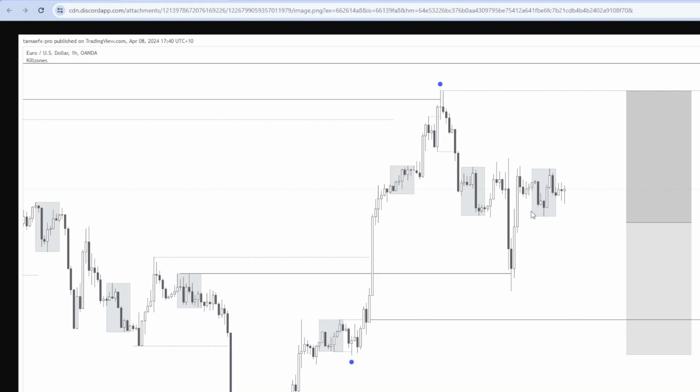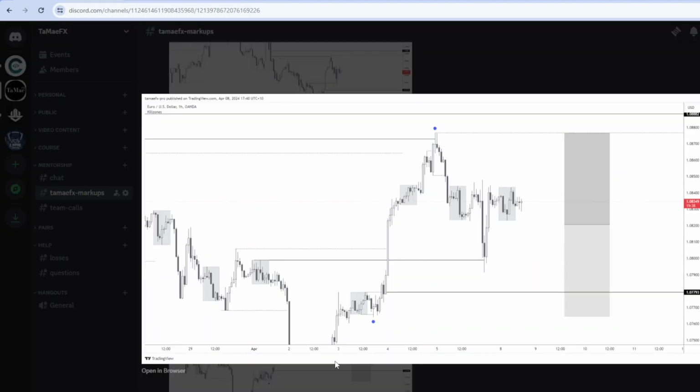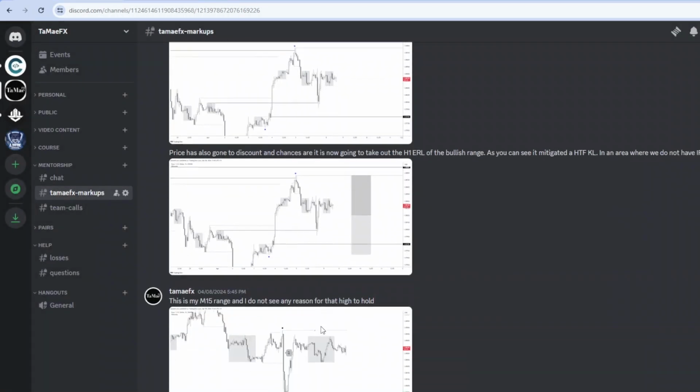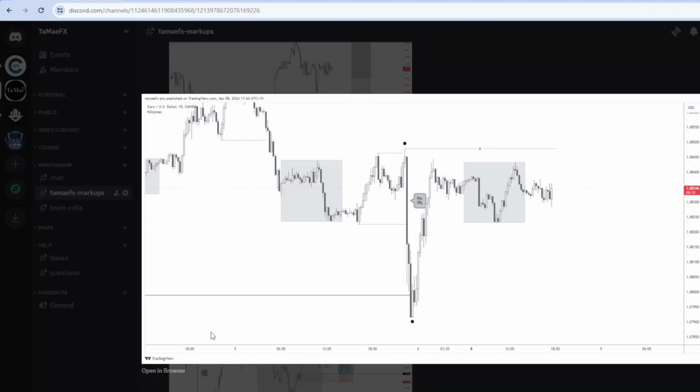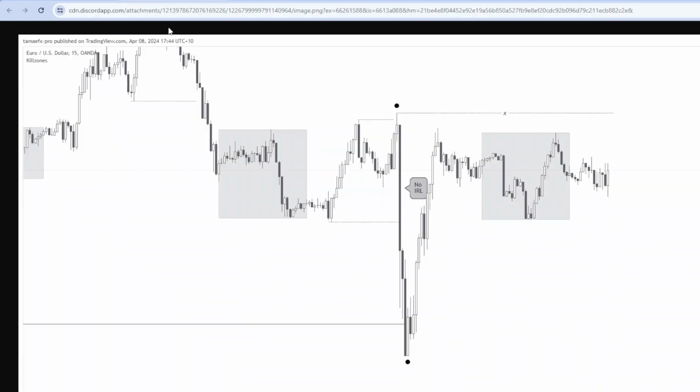So I'll go to my lower time frame to look for price action that can give me a confluence that price is about to take the high. So I went to my M15. This was my M15 chart. I looked at this as no internal range liquidity, so price was supposed to give us a T1 or a T2 for us to continue shorts.